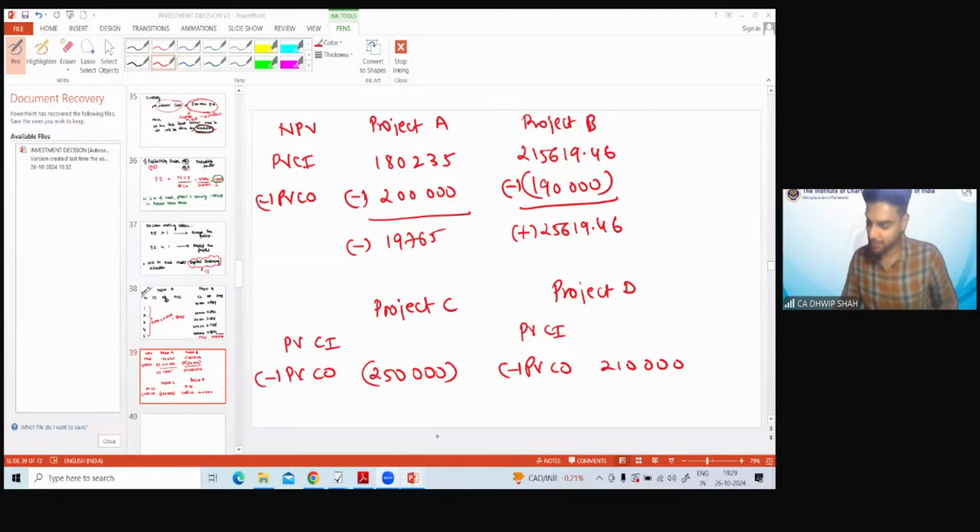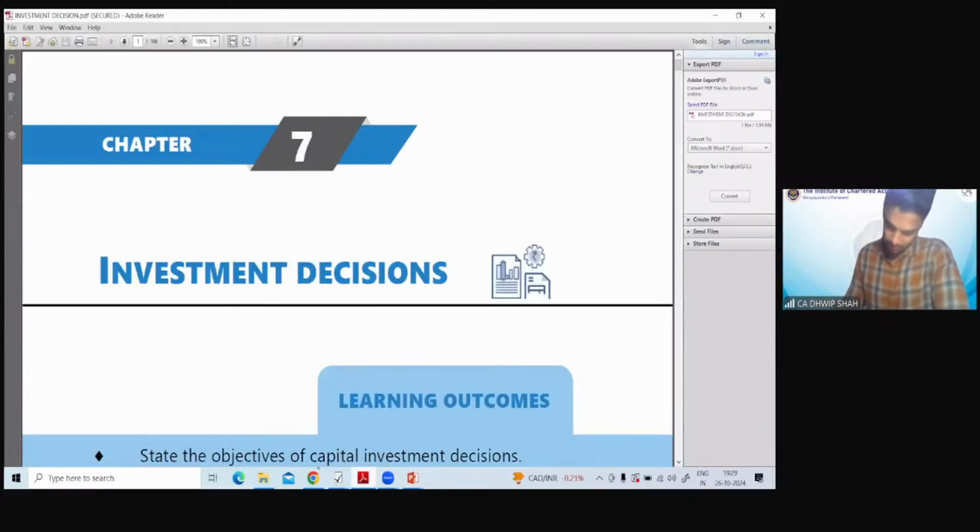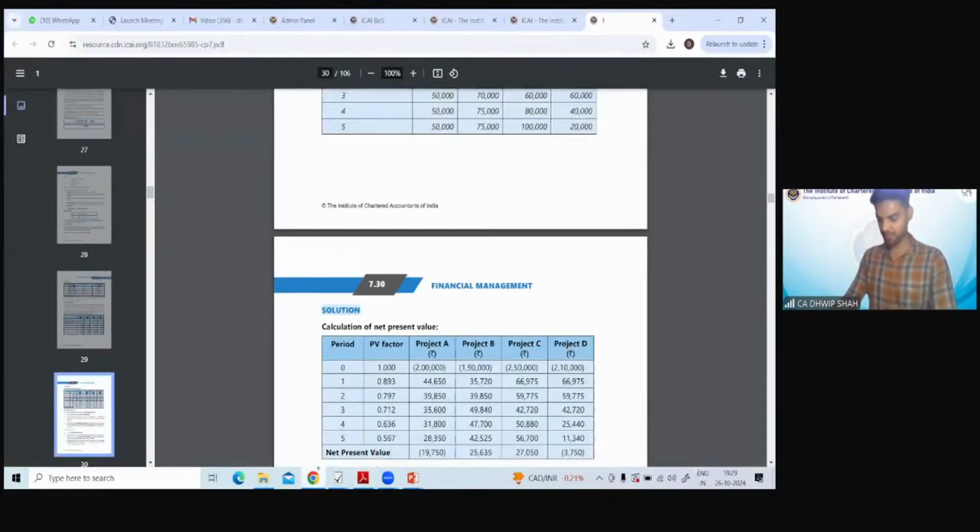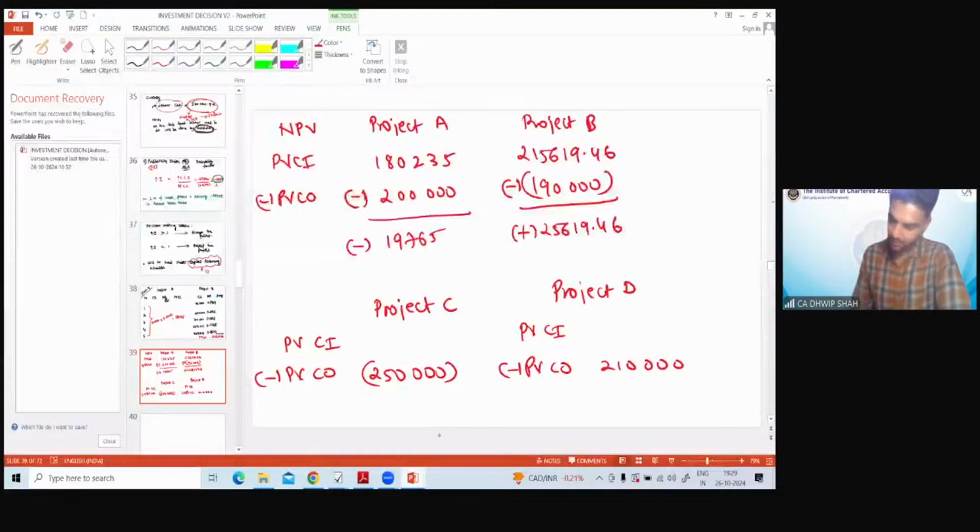Project C: 27035. Okay. Yes, that's correct. 27035, but it is positive, not negative. Positive 27035. Okay, okay. So that is a dash. I thought that was a negative sign.